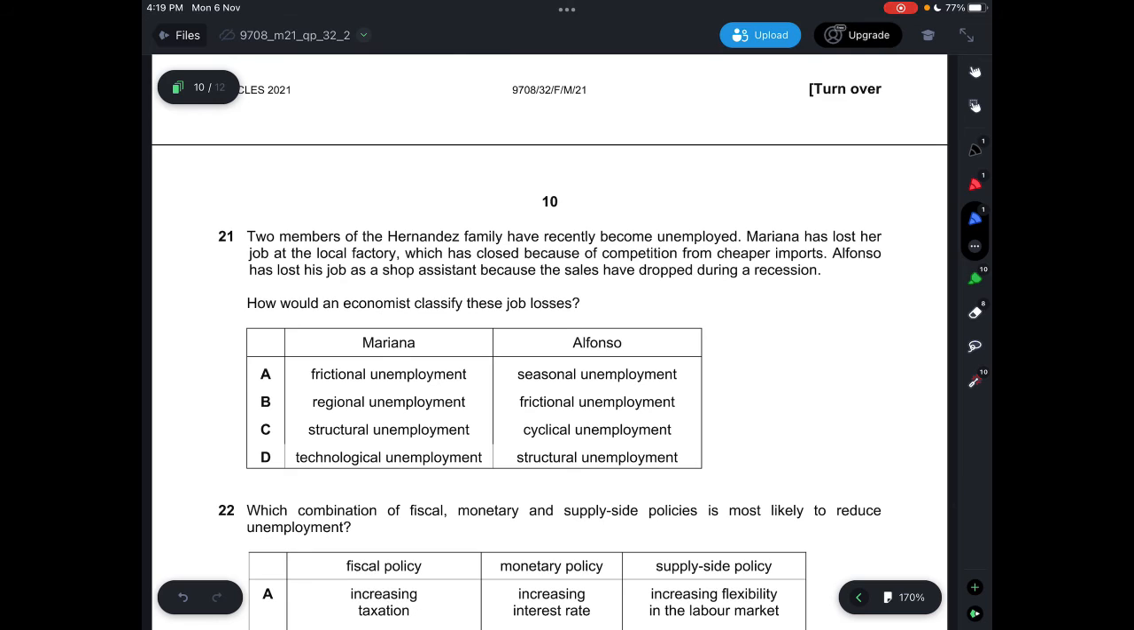Question 21. Two members of the Hernandez family have recently become unemployed. Mariana has lost her job at the local factory, which has closed because of competition from cheaper imports. Alfonso has lost his job as a shop assistant because the sales have dropped during a recession. And how would an economist classify these job losses?